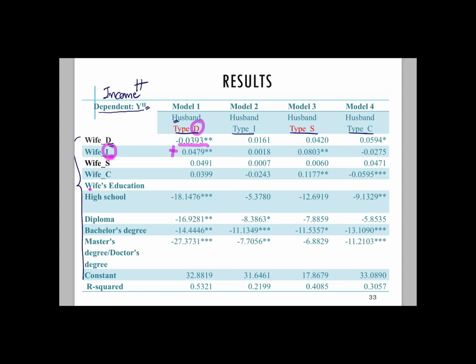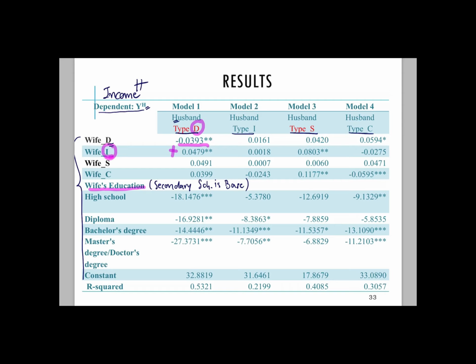About the wife's education, we have six levels of education. Okay? The minimum level is the best case. So we start with high school. The best case is secondary school. Secondary school is the best. Okay? Below is the minimum level.